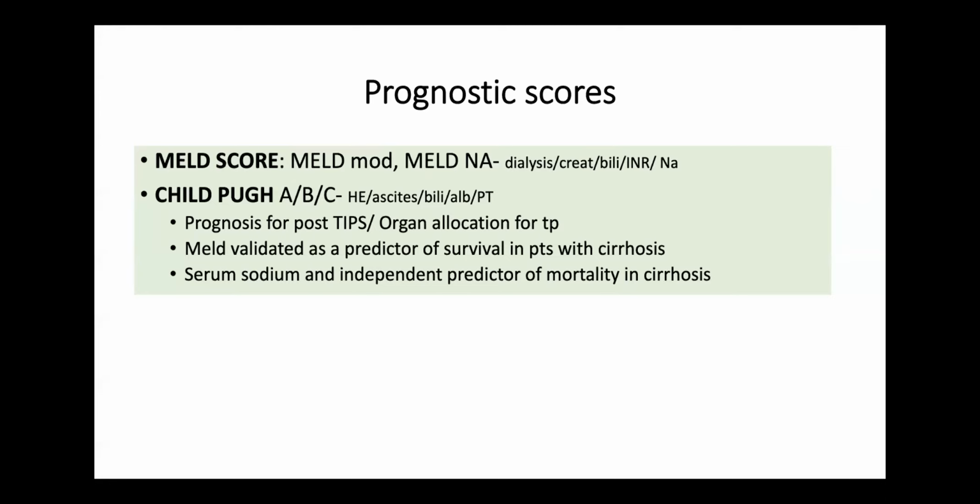The Child-Pugh score is another important score that we use. It is divided into A, B, C, depending on the numerical score. You have hepatic encephalopathy and ascites, which can be quite subjective in terms of rating and classifying the severity, depending on who's classifying. Then you have your bilirubin again, your albumin, and your INR. These are prognostic scores initially developed for mortality post-TIPS, but we also use these scores for organ allocation for transplant now.